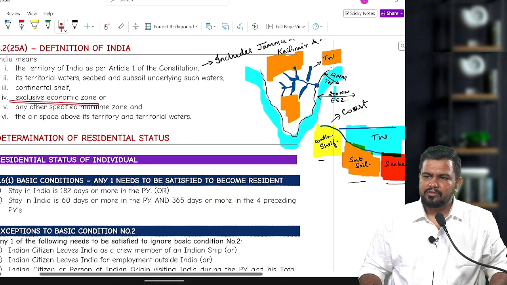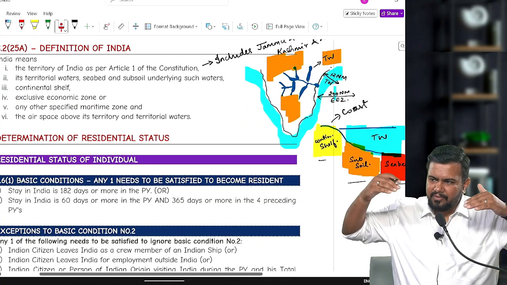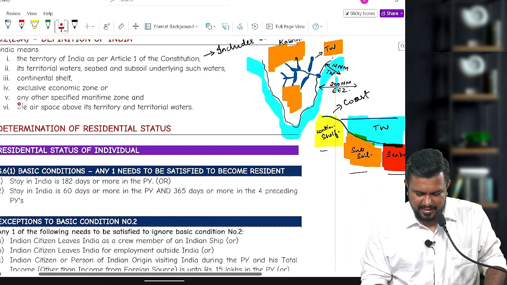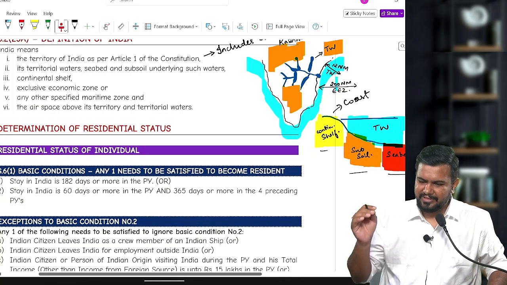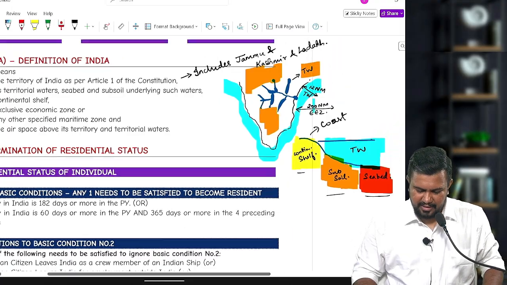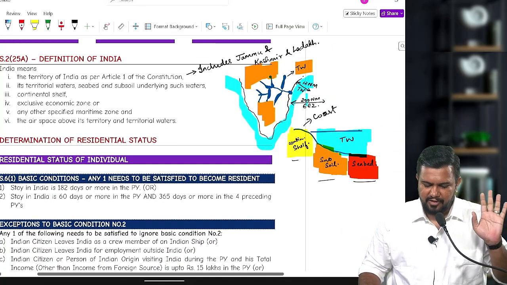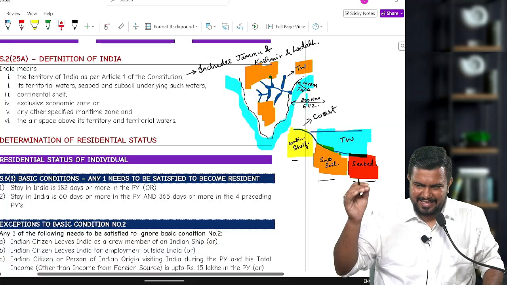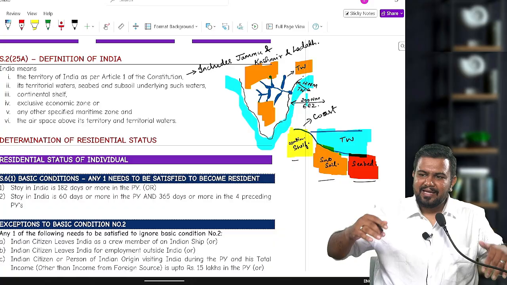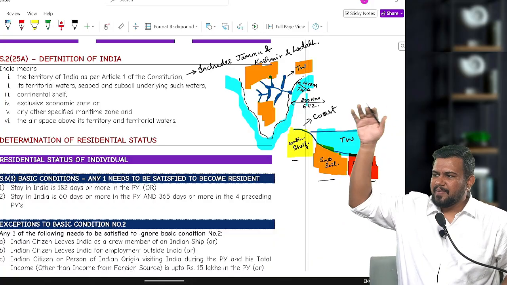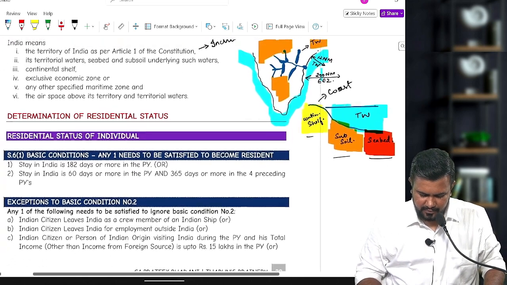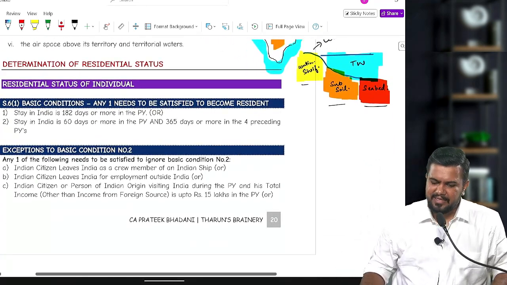Exclusive economic zone is also covered in India. Exclusive economic zone means 200 nautical miles from the coast. If you know also, not a problem. If you don't know also, not a problem. Any other specified maritime zone, and airspace above the territory and territorial waters. This is a part of India. So what is India? Territory as per Article 1 of the Constitution, territorial waters, seabed, subsoil, continental shelf, exclusive economic zone, any other specified maritime zone, and airspace above the territory and territorial waters. This is only India.